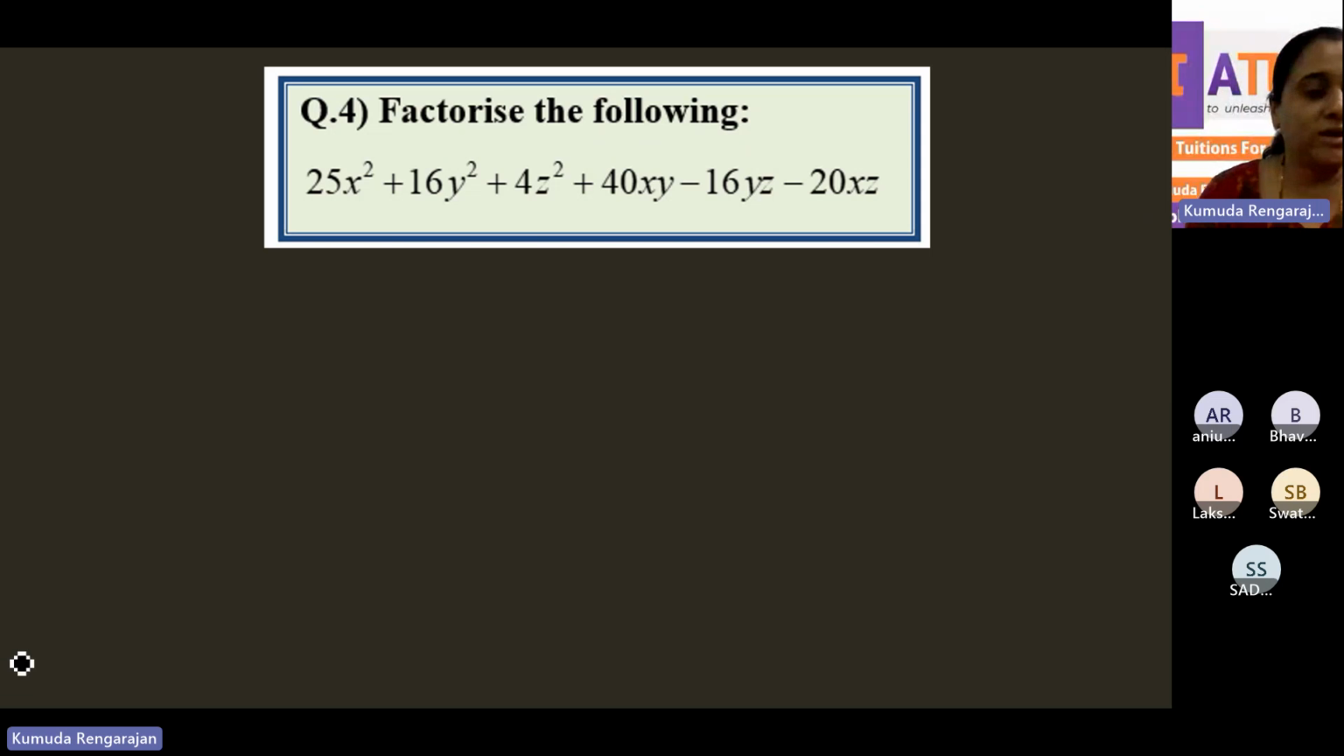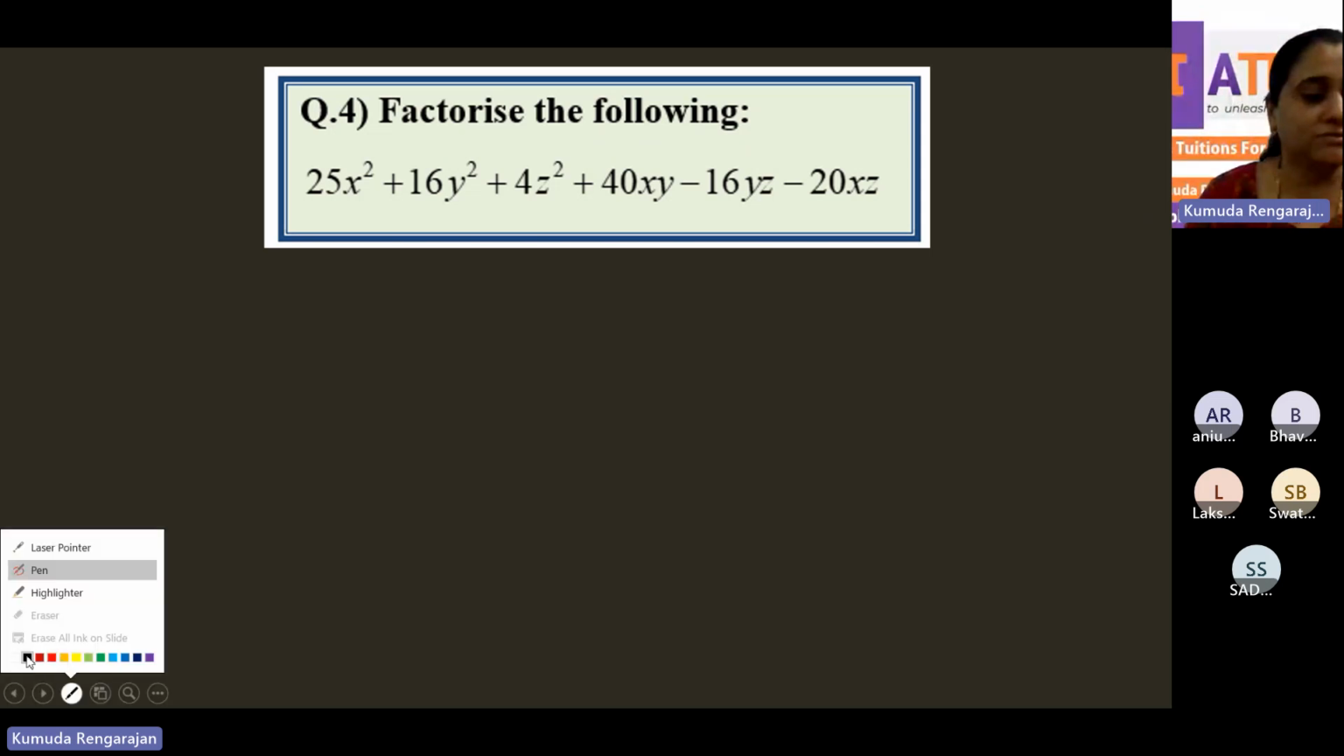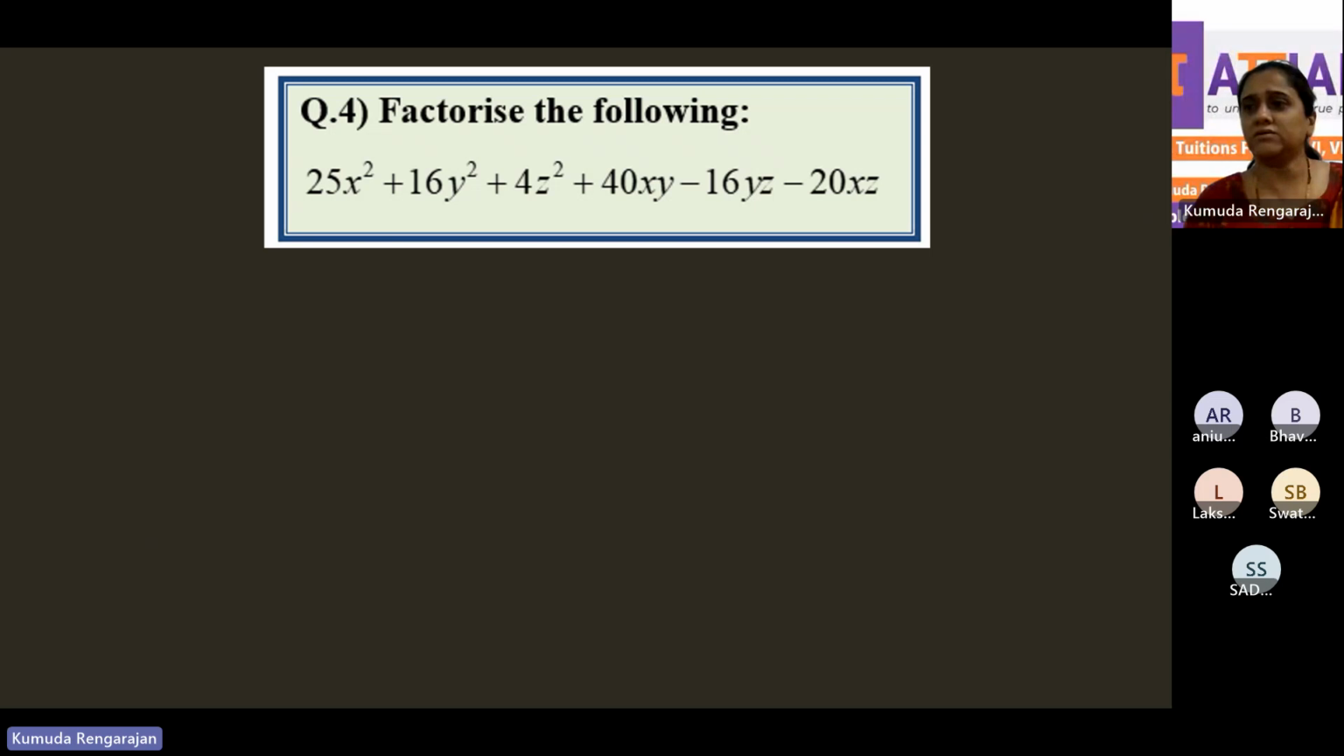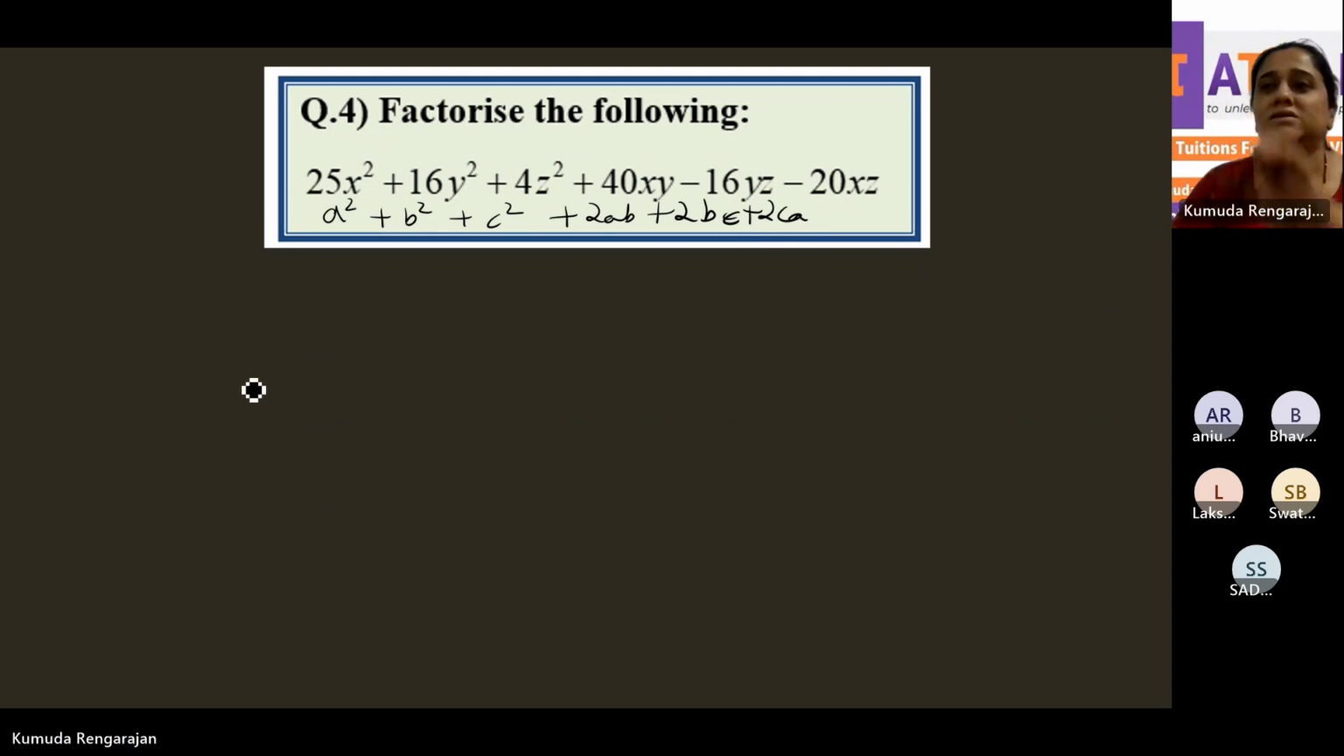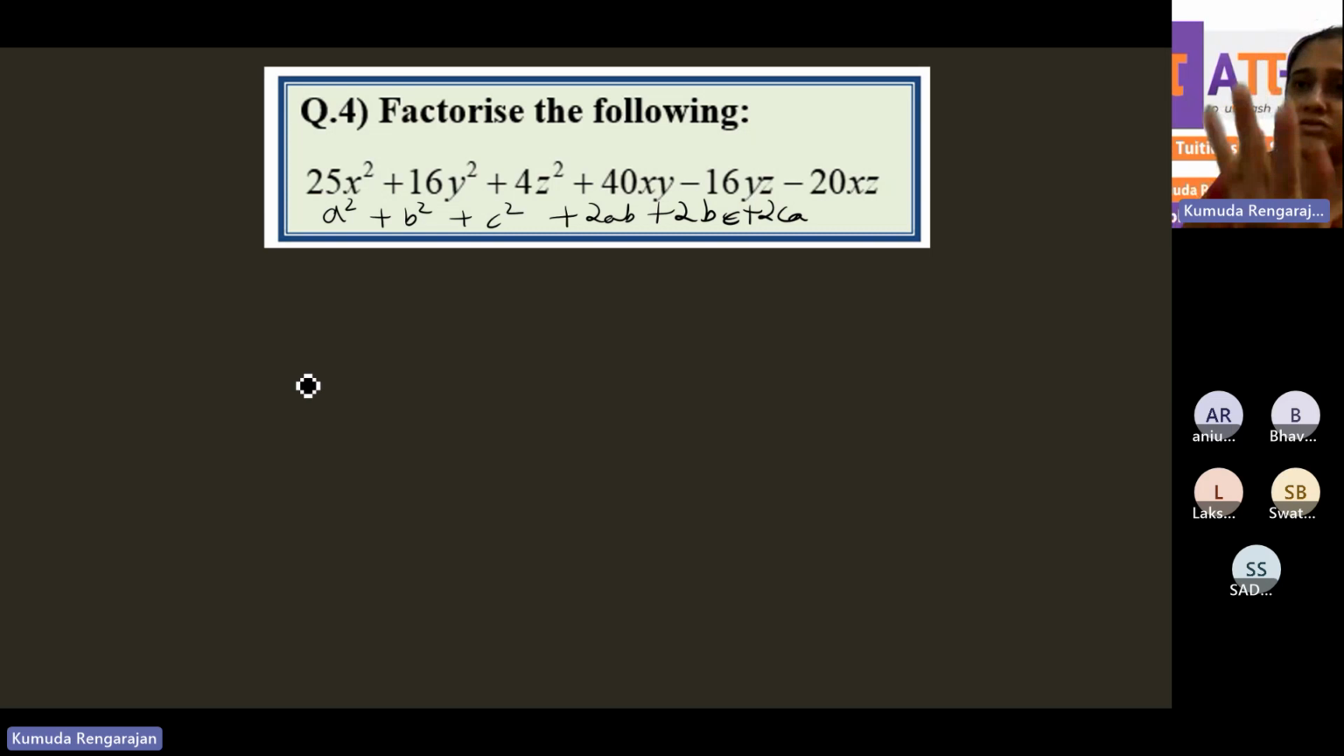So now this one has 6 terms. You can see there are 6 terms. Correct? So this is the form a squared plus b squared plus c squared plus 2ab plus 2bc plus 2ca. There is only one identity that looks like this, so there's nothing to get confused about. The given expression has 6 terms, right?